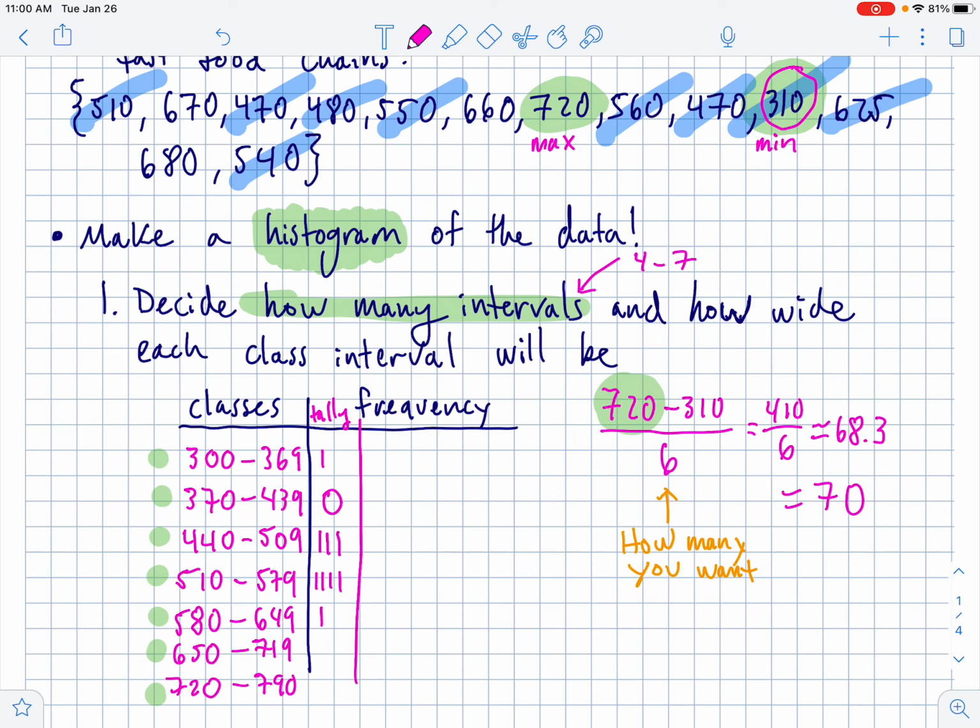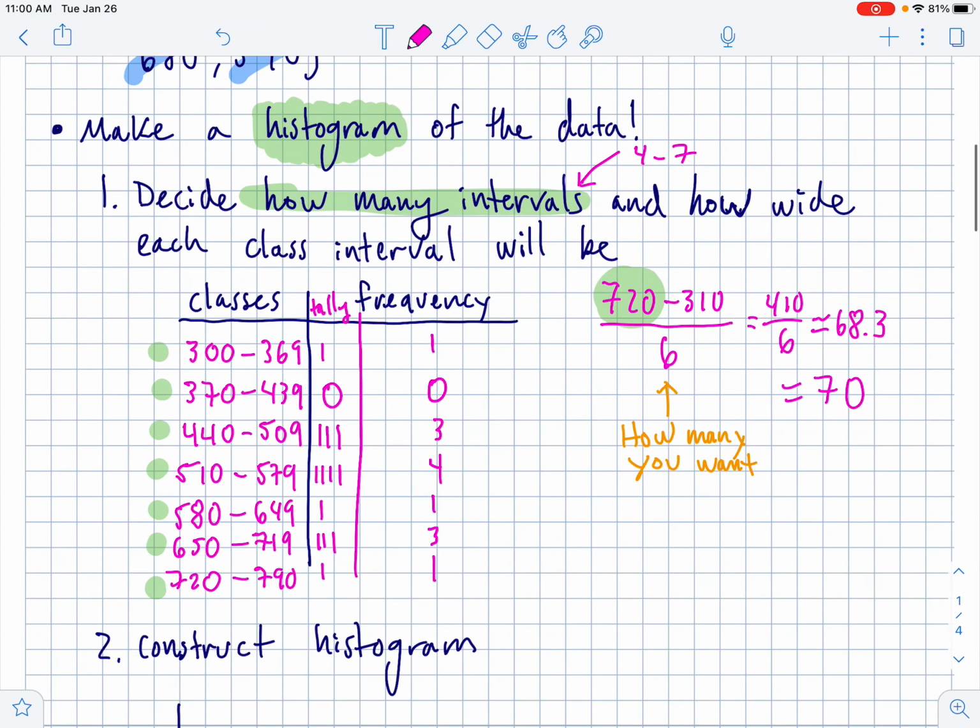Now we go up from 650 to 719. So there's 3. It's 660, 670, 680. So that's 1, 2, 3. And then the next one would be over. So there's 3 in there. And then 720 to 790, there, of course, is only this 720 right here. So we'll take care of that. And then the frequencies would be 1, 0, 3, 4, 1, 3, 1.